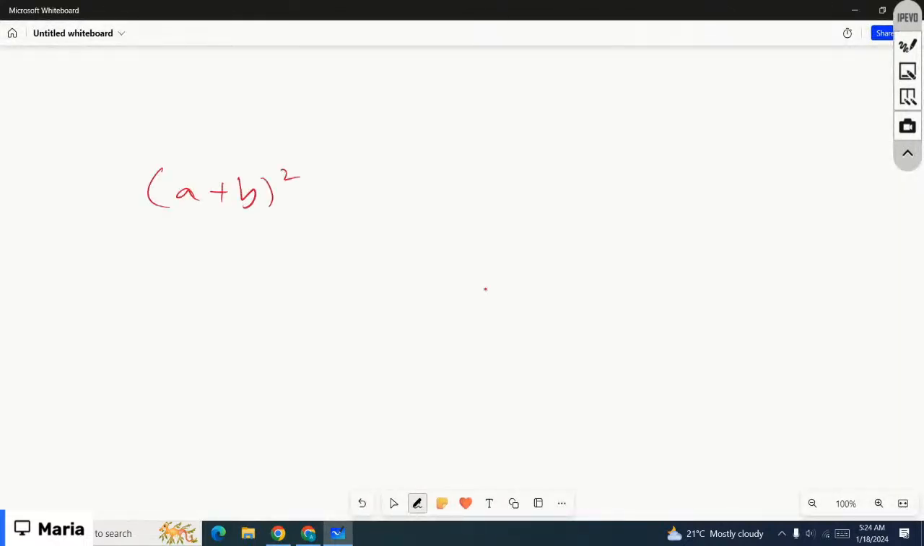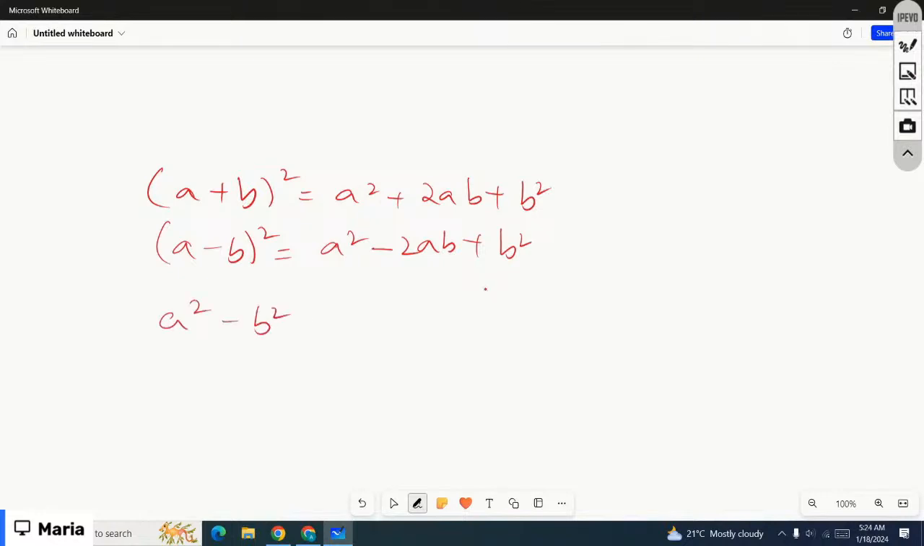a plus b whole square equals a square plus 2ab plus b square, right? And then a minus b whole square equals a square minus 2ab plus b square, right? Then you have a square minus b square, that equals a plus b and a minus b, right?